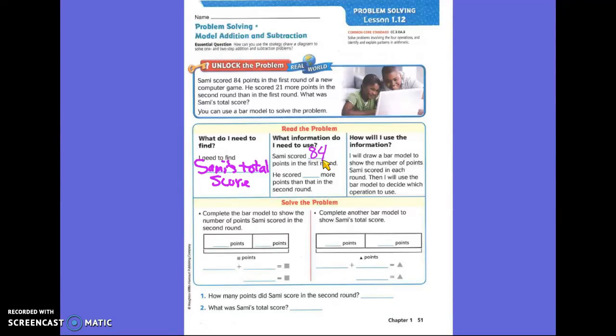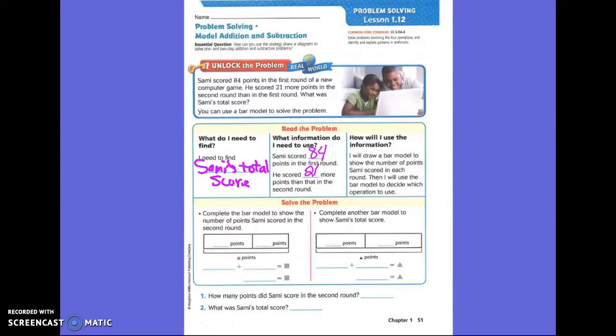Okay, then he scored blank more points than that in the second round. How many more points did he score than that in the second round, Bella? 21. Okay. How will I use this information? They are already writing this down for us. I will draw a bar model to show the number of points Sammy scored in each round. Then I will use the bar model to decide which operation to use. Okay, so we're going down to the solve the problem box.